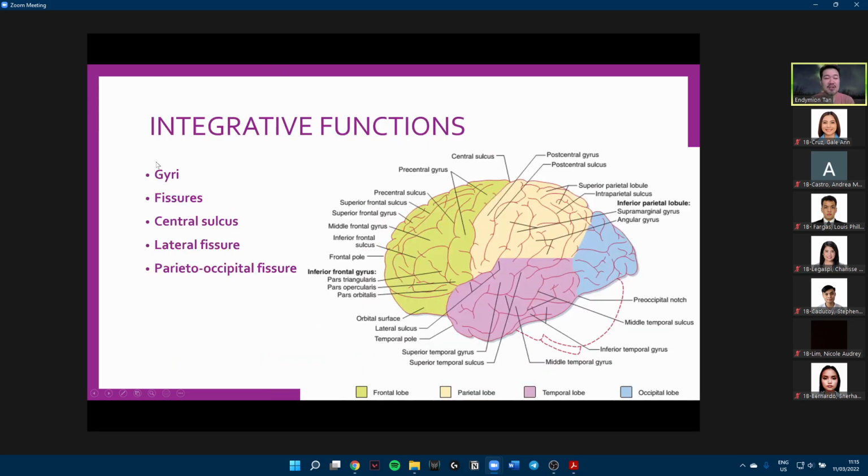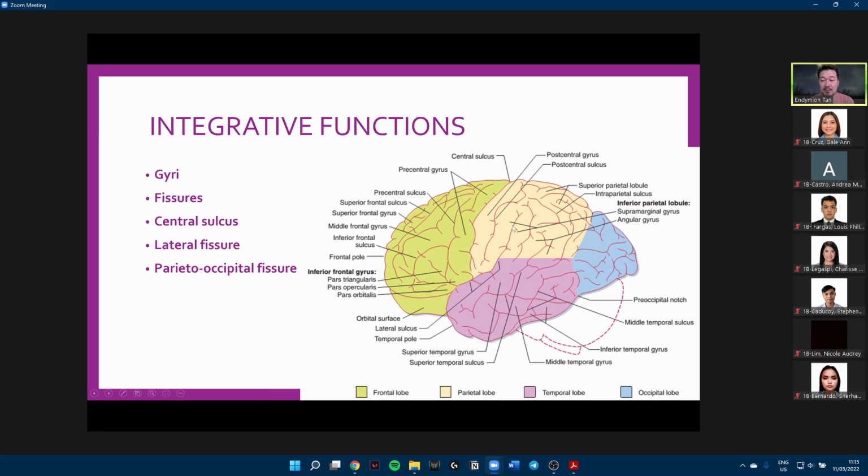So let's try to understand some nomenclatures. Gyri, okay, or singular gyrus, they're the convolutions, yung malukot-lukot dun sa brain. They're the convolutions of the brain. Fissures and sulcus or sulci, they're the folds, yung may mga lines, yung mga folds na yun, mga hiwa na yan, no? But fissures are deeper.